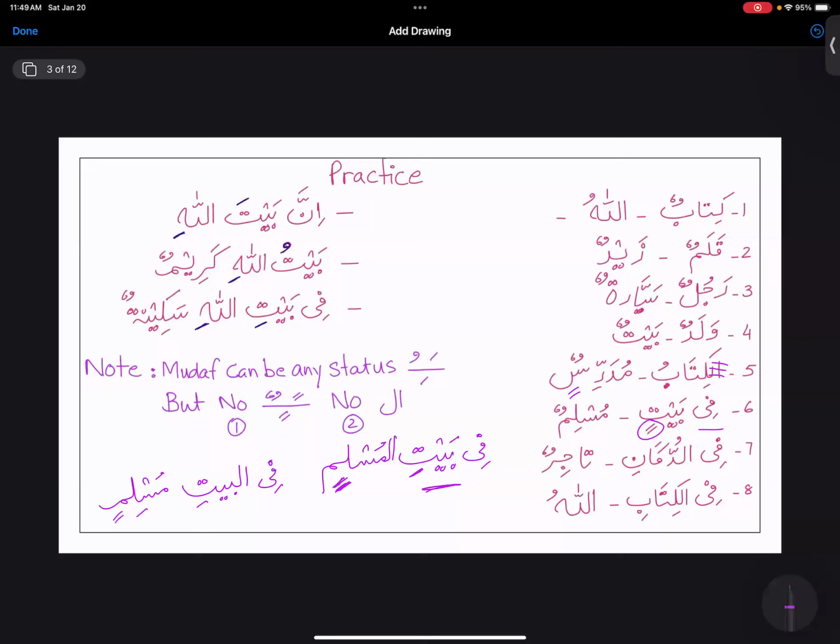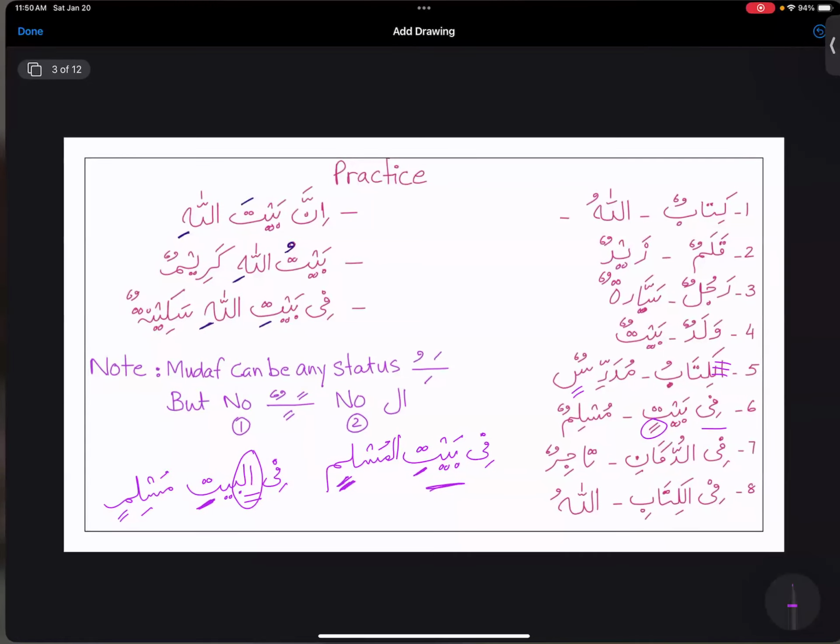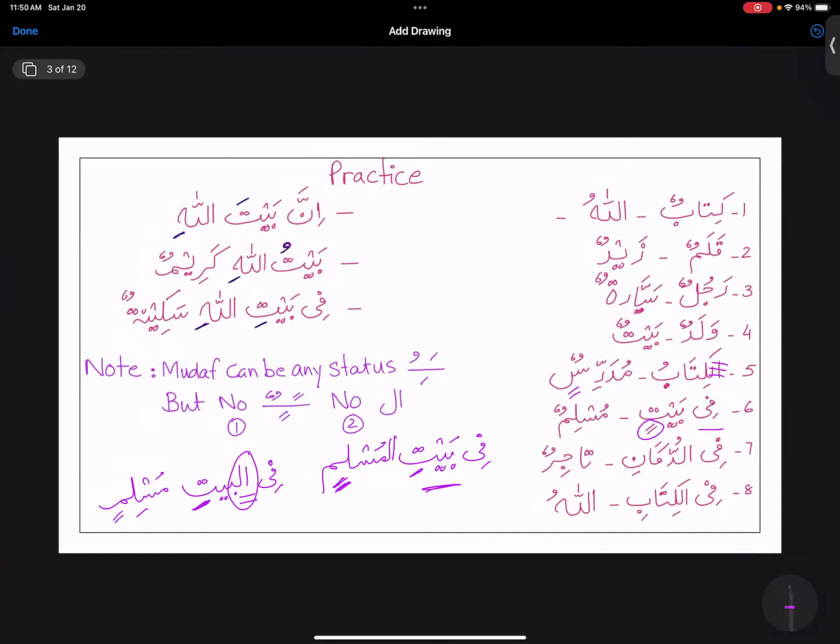Now you tell me, does this al-baiti qualify for my mudaf? No, because al is there. So then it will not be my mudaf. So I have to remove this al. Fi baiti. And then I can give this one over here al-Muslimin, al-Muslimi, right? Now you can say, in the house of the Muslim. Mudaf ilayhi does not mind if you give it al, you give it whatever. The only concern of mudaf ilayhi is that it should be just it.